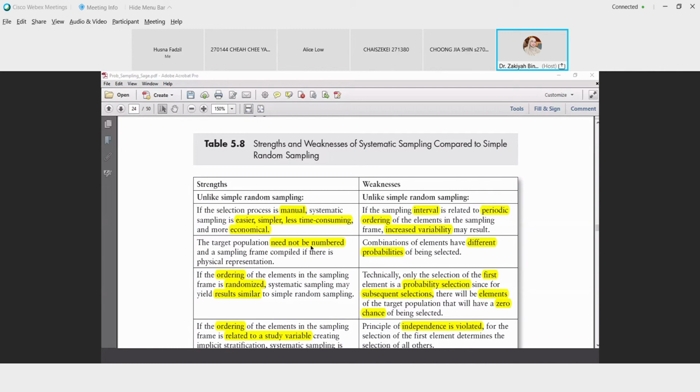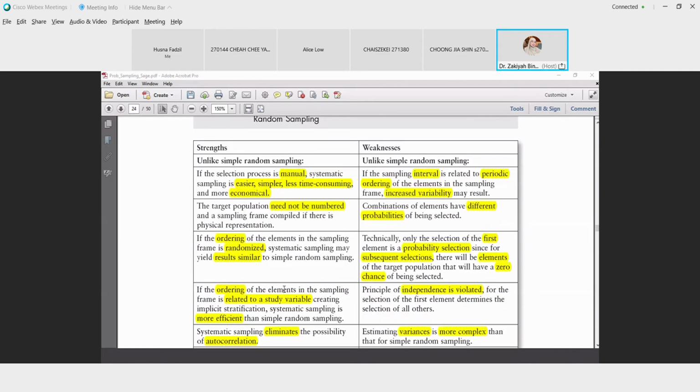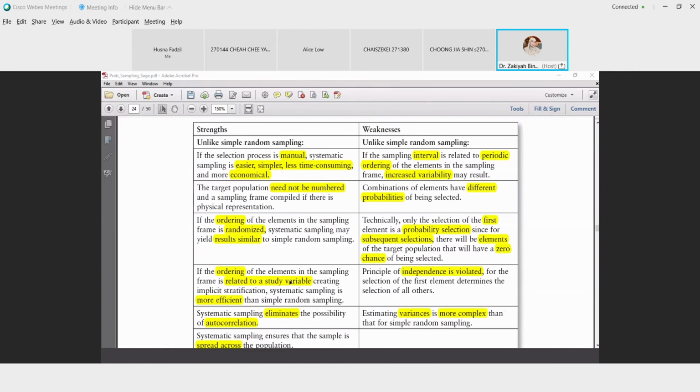And if the ordering of the elements in the sampling frame is randomized, systematic sampling will be more or less about the same as SRS in terms of the results, precision. If there's ordering, and the ordering is related to a study variable, then systematic sampling is more efficient than SRS.